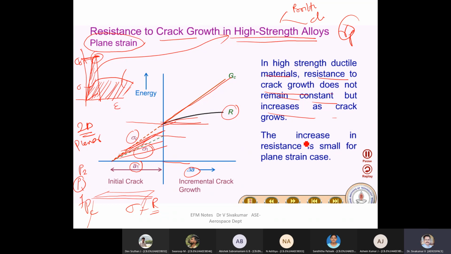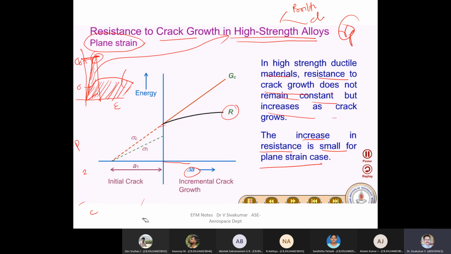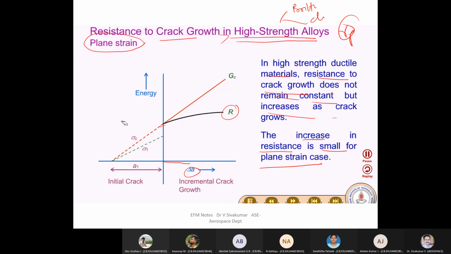So the increase in resistance is small for plane strain cases. The increase in resistance is small for the plane strain 2D. Okay. This is resistance. This is my energy, coming through load. This is my resistance, coming through material behavior.